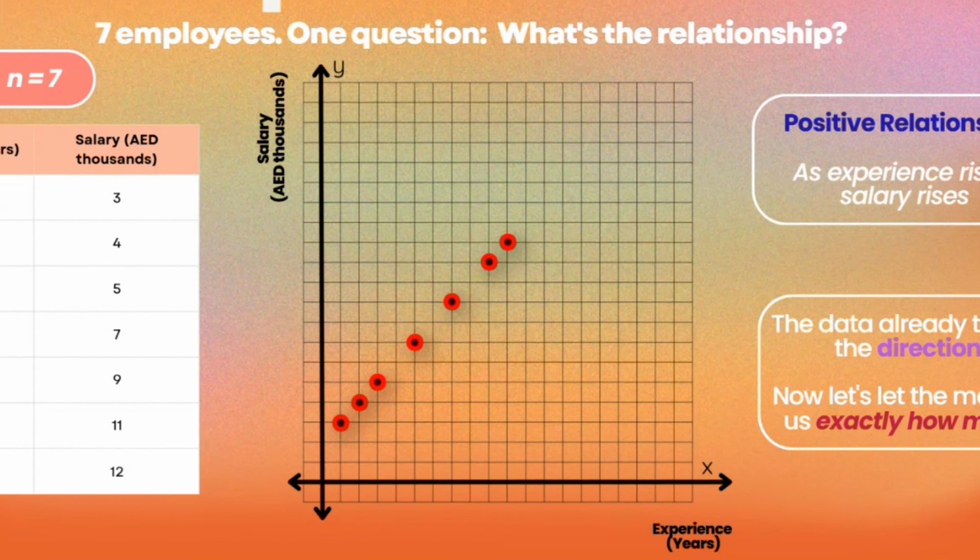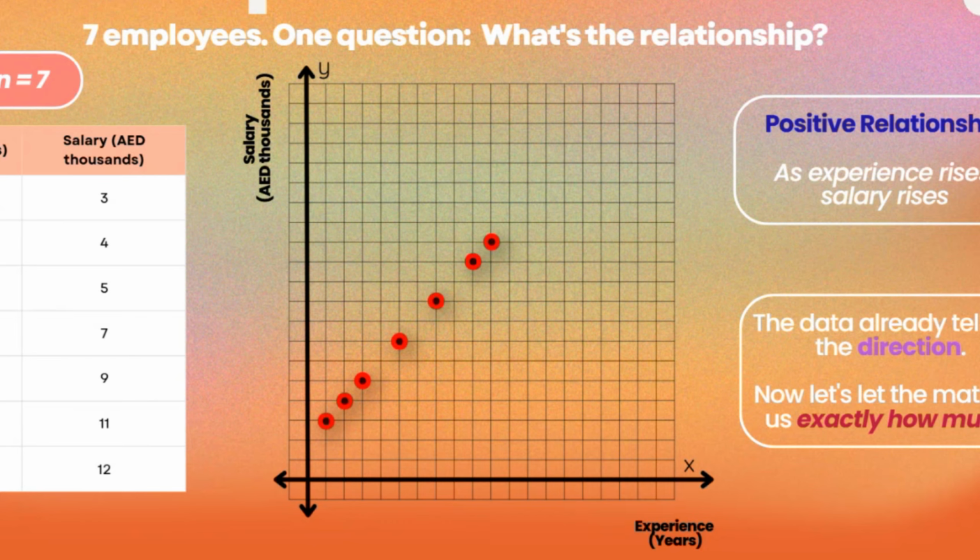In the center, you can see a graph on which this is plotted. On the y-axis is the salary in AED thousands, and on the x-axis is the experience in years. So the first plot is 1, comma 3, 1 on the x-axis and 3 on the y-axis. Then the second one is 2, 4, and accordingly.